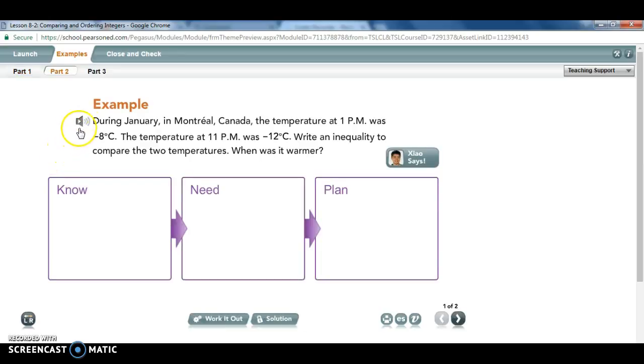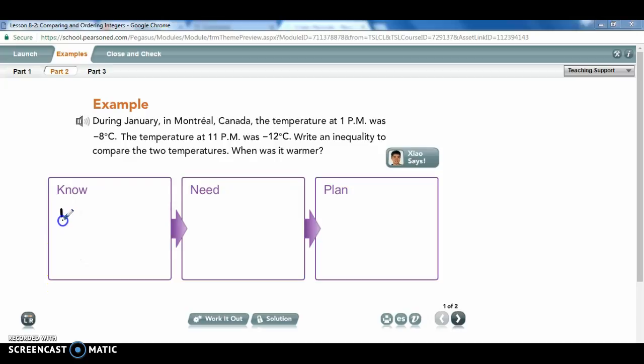Moving on to part 2. During January in Montreal, Canada, the temperature at 1 p.m. was -8 degrees Celsius. The temperature at 11 p.m. was -12 degrees Celsius. Write an inequality to compare the two temperatures.